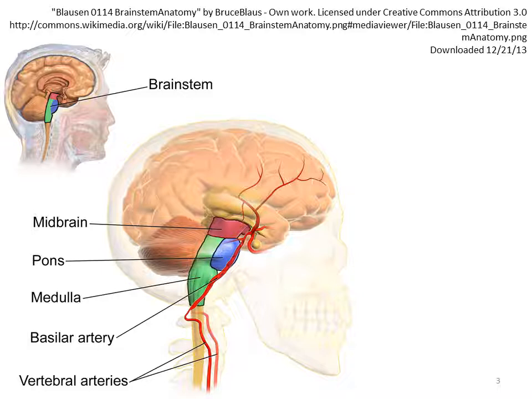Inferior or caudal to the pons, we have the medulla oblongata. And then inferior to that, we have the spinal cord. This image also shows some of the arteries that we will be talking about in Unit 4.